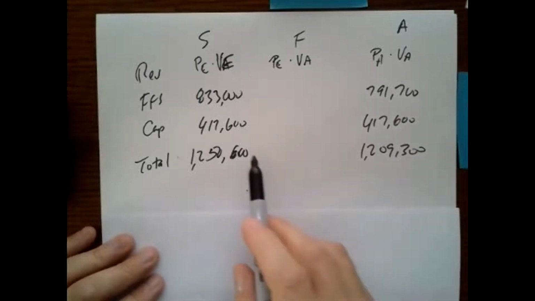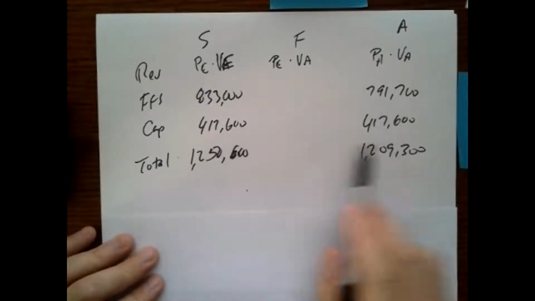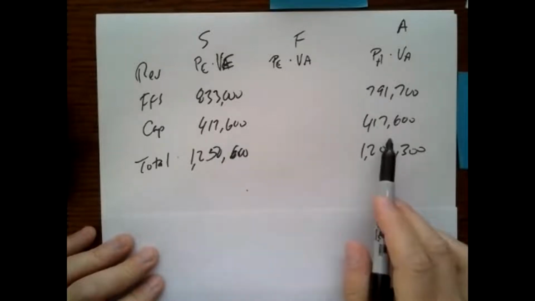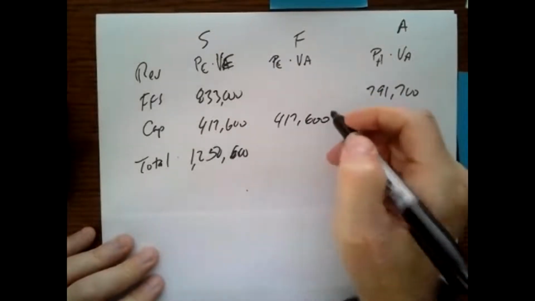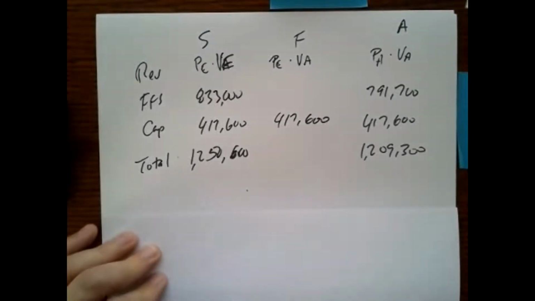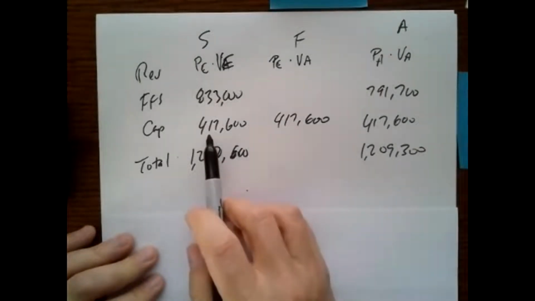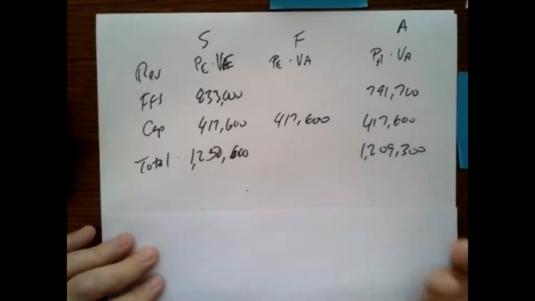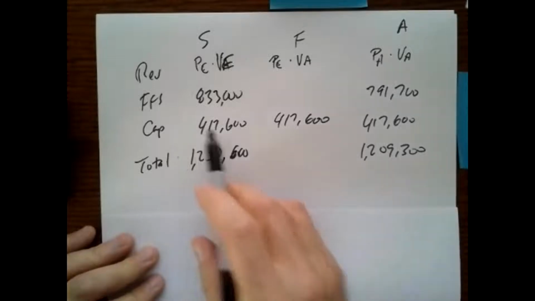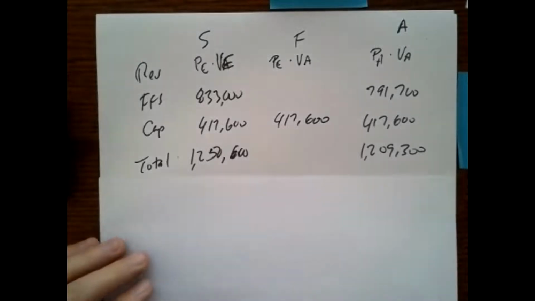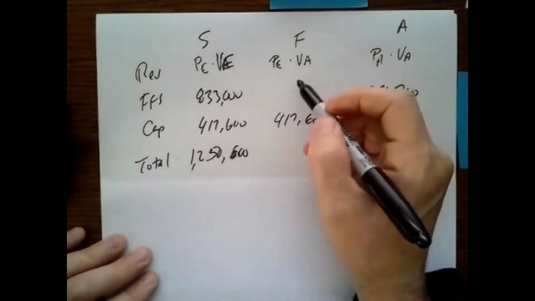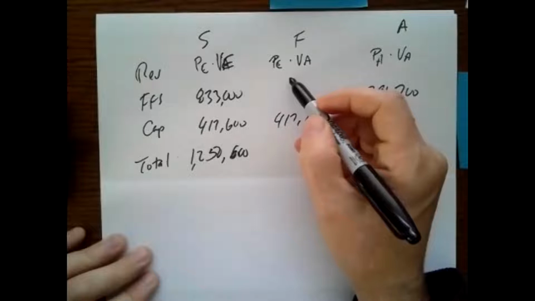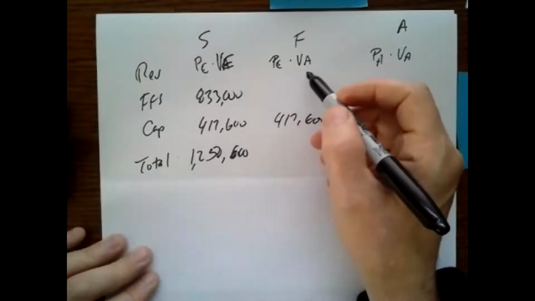Our benefit here, though, is that capitated does not change. So that means that the flex is also the same, because if you're the same in static as you are in actual, then your flex is the same. For fee-for-service revenues, we need to know what the expected price was. We have the expected volume.